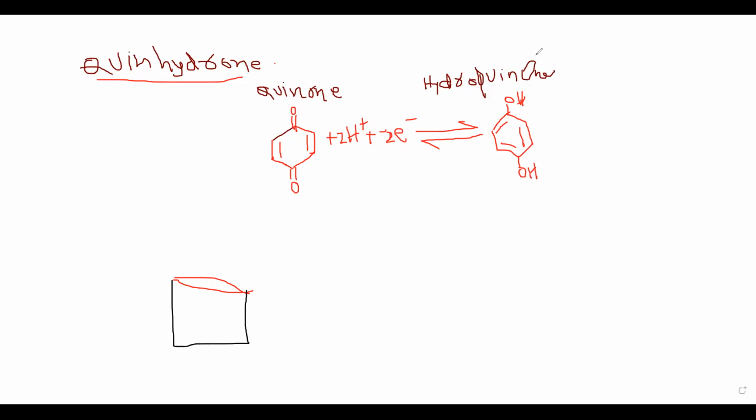What we are doing here is taking a beaker. In this beaker, we take a solution in which a pinch of quinhydrone is added. Then a platinum wire is dipped in it.